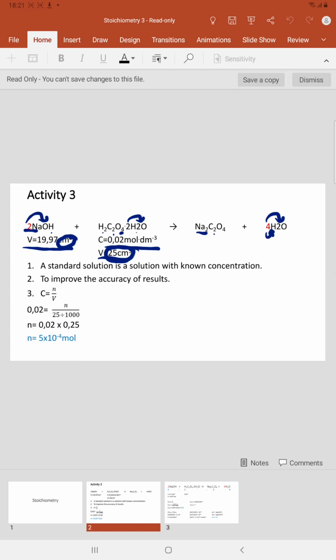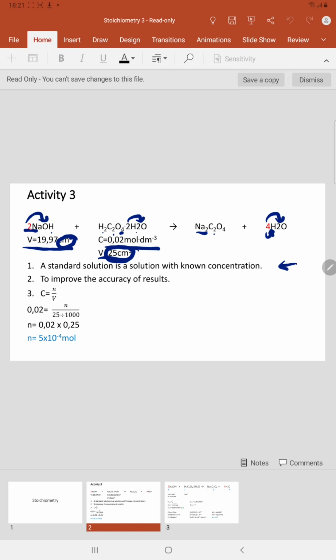The first question looks at what is a known concentration. What is a standard solution? A standard solution is when the concentration is known. This question is something that students can learn. It is just theory based, and they need to understand this. They will find this in their textbooks, in the CAPS documents. It often comes out in exam questions.